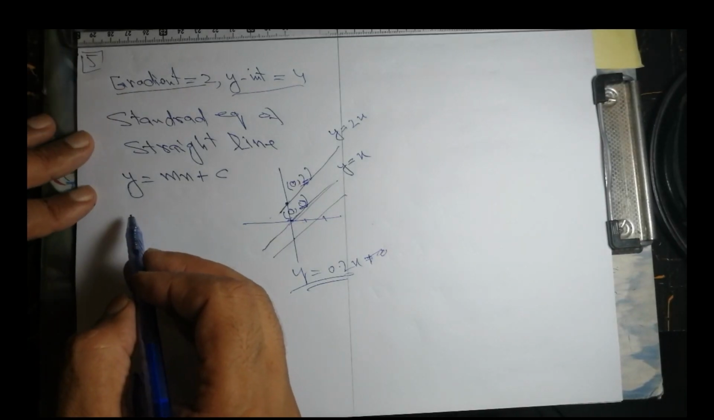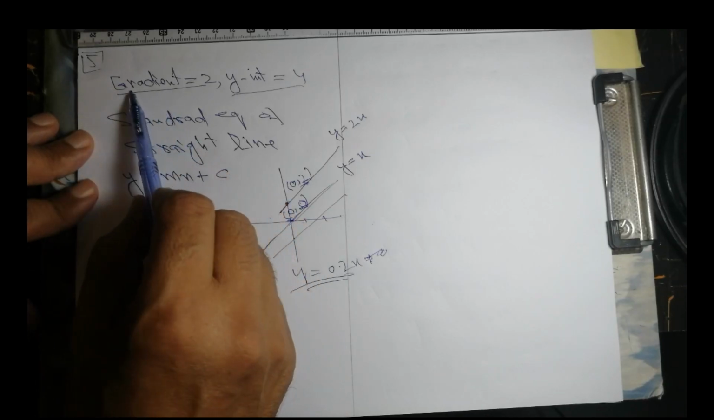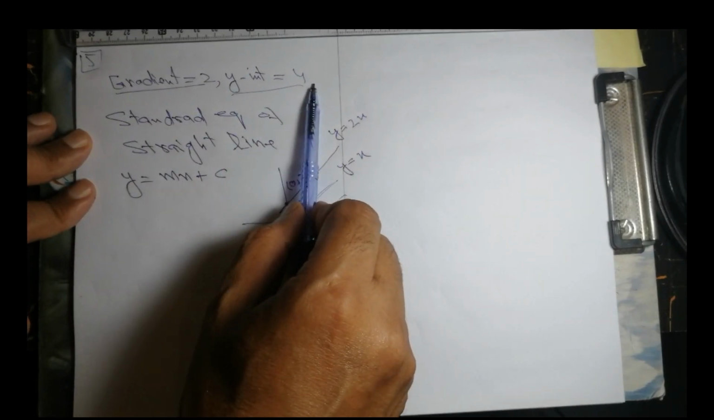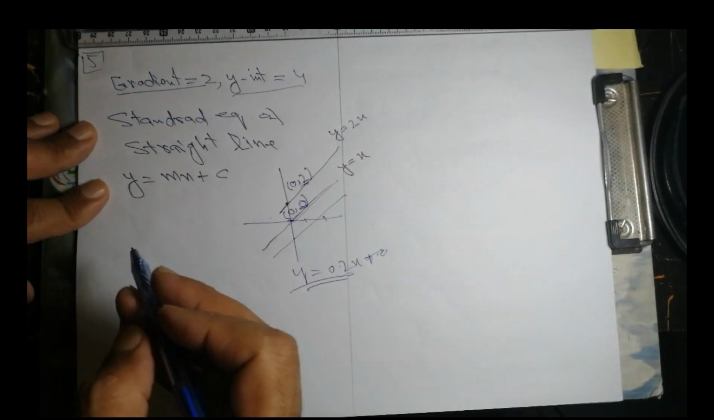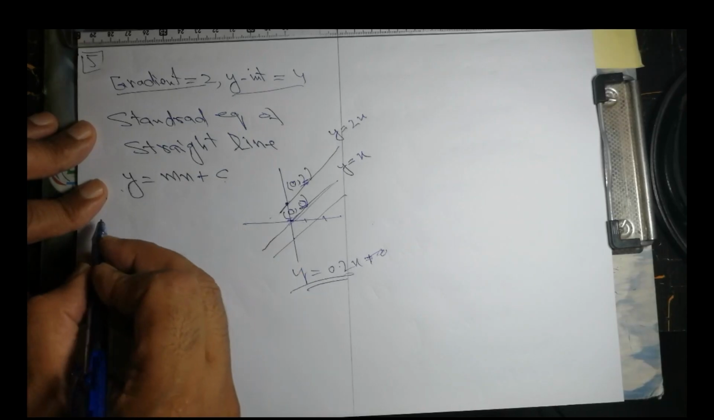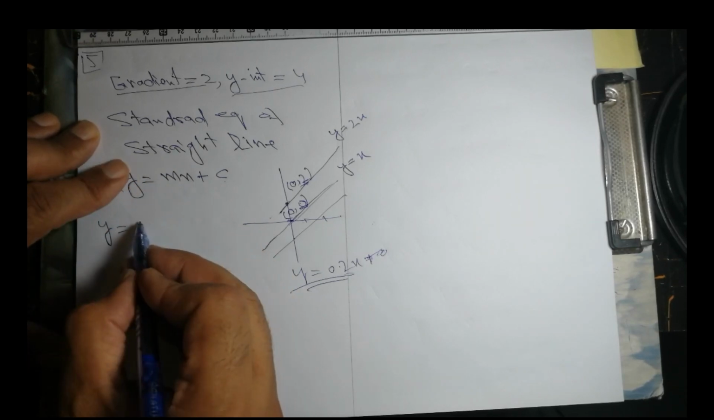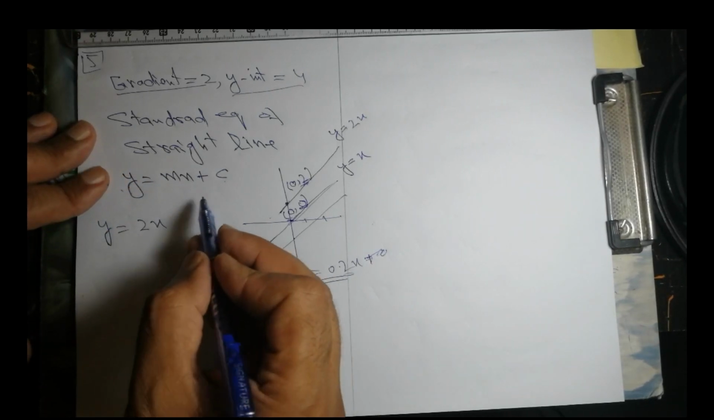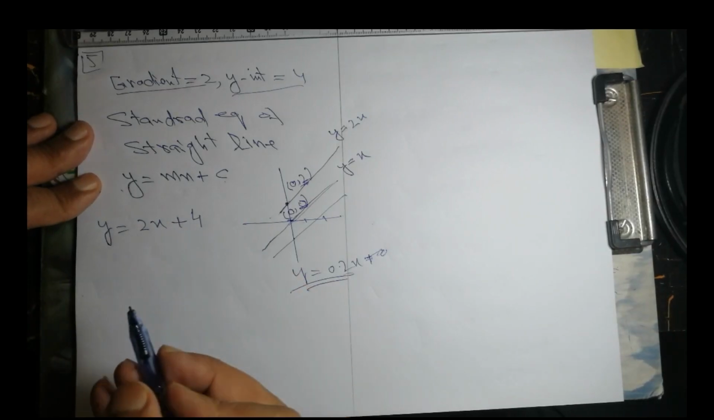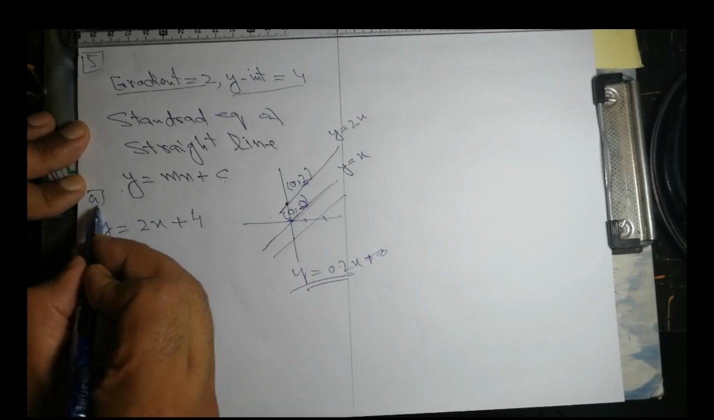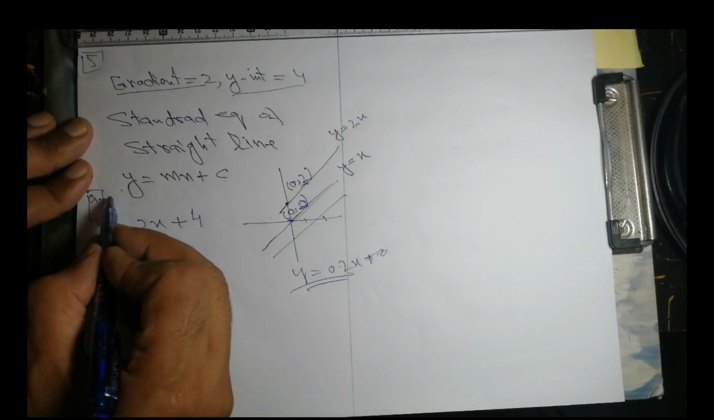Now the gradient of a line is given, the y-intercept is given, and we are asked to write the equation. We know the standard equation is this one: put the value of the gradient, which is m, that is 2, into x, and the value for the y-intercept is 4. So this is the answer for part A.